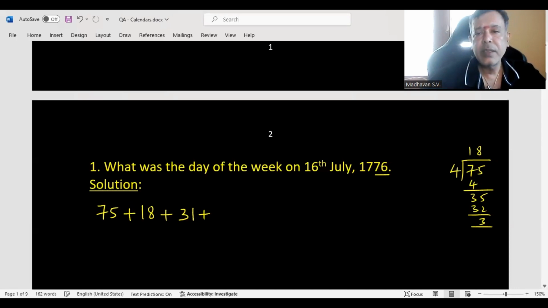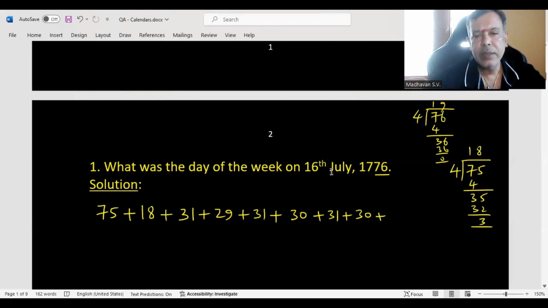Then we will consider whether 76 is a leap year or not. If it is a leap year, it has to be divisible by 4. 4 ones are 4, 3, 6, 9. Remainder is 0, so it is a leap year. Since it is a leap year, February will have 29 days. March will have 31 days. April will have 30 days. May will have 31 days. June will have 30 days. And July, since this particular date is also given in the month of July, we will consider 16 days in that.